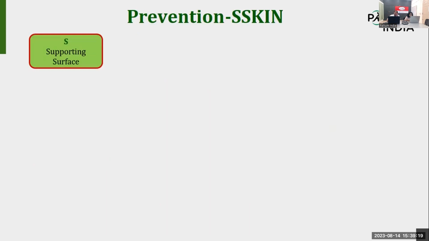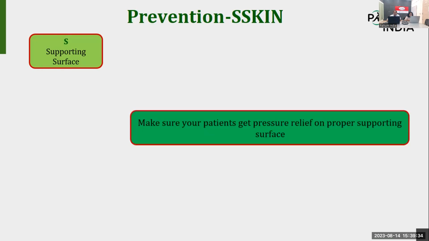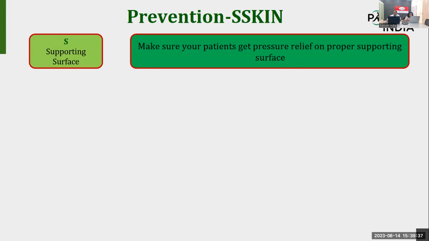And there is a prevention strategy which we are following, that is SSKIN. We can say S skin, double S skin, right? So what is S? S is supporting surface. What is a supporting surface? Make your patient get pressure relief on a particular supporting surface. That is, we are providing assistive devices like air mattresses, water mattresses and all, right? So supporting surfaces have to be provided in order to prevent prolonged pressure on the bony area. So we will be providing supportive surfaces.